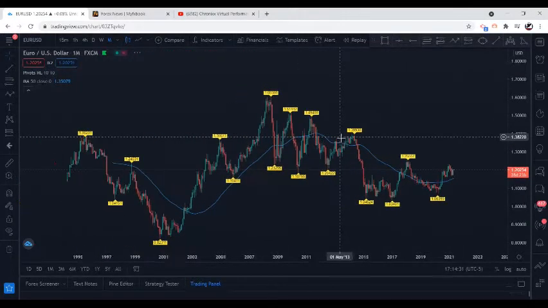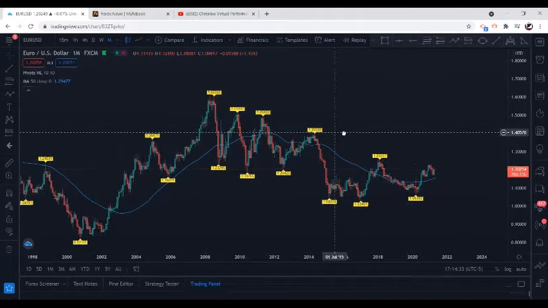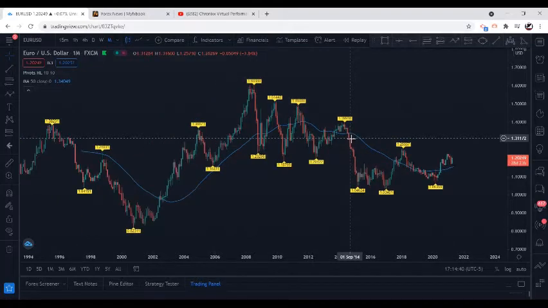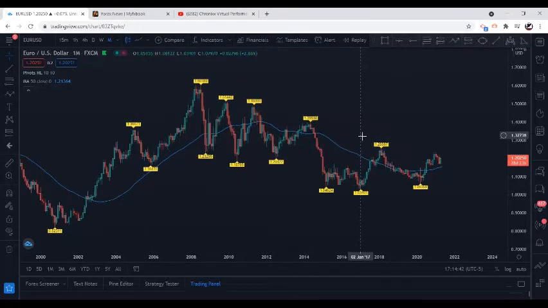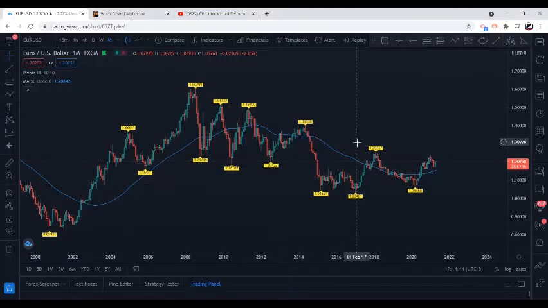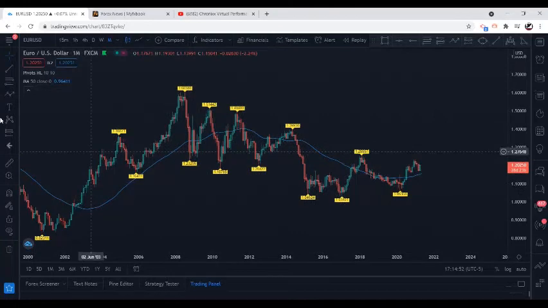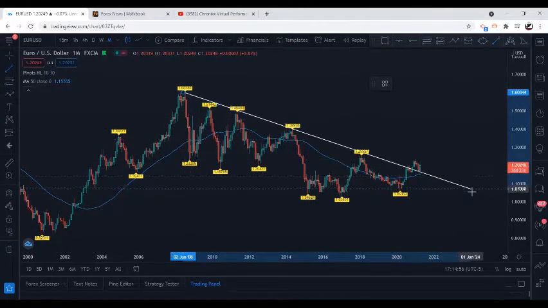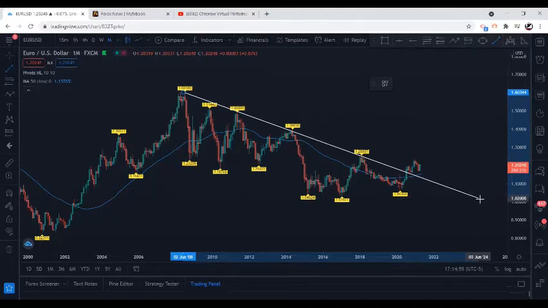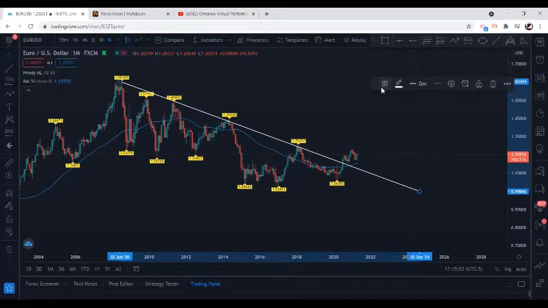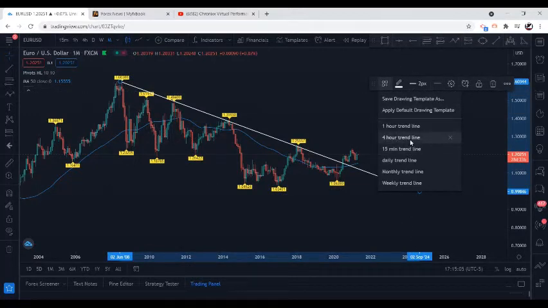This week we will be analyzing, as you can see on the screen, EUR/USD, which is actually my favorite pair and also the most traded currency pair in the world. So here we're on the monthly chart, and as you can see, price has been declining. For a while now, EUR/USD has been in a constant downtrend.